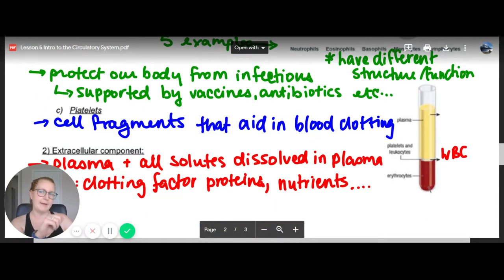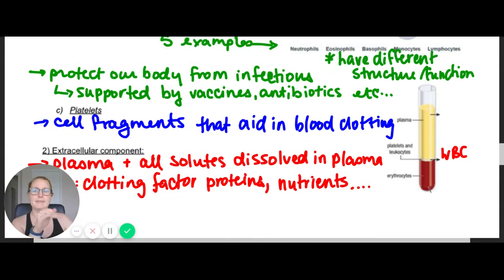The third and final of these cellular components are platelets. And these are like little pieces of cell fragments, and they help with blood clotting. So they're no longer actively living cells. They're sort of like recycled pieces of cells, which help with sealing up any wounds that we have with blood clotting.